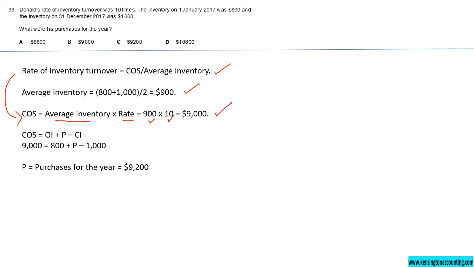Now we know cost of sales is equal to opening inventory plus purchases less closing inventory. Cost of sales is 9,000. Opening inventory is 800. Closing inventory is 1,000. Purchases is a balancing figure. Solving the equation, P or purchases is equal to 9,200. Therefore, the correct answer is C.